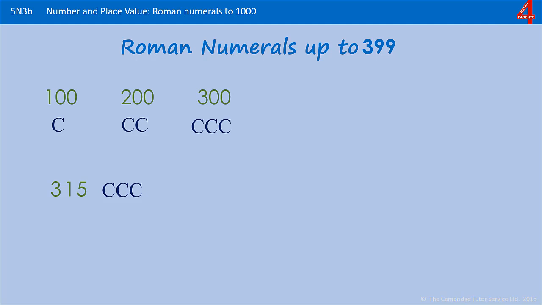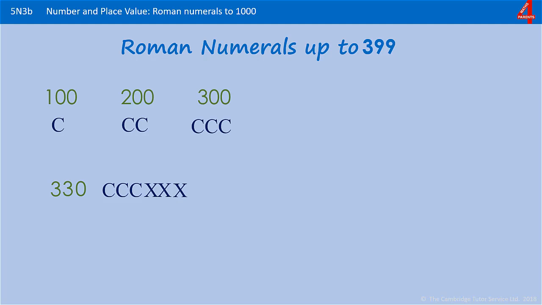315, that's 310, add 5. 316, that's 310, add 5, add 1. And 319, we have 300, add 10, add 9. And then 320 is 300, add 2 10s. 330 is 300, add 3 10s.